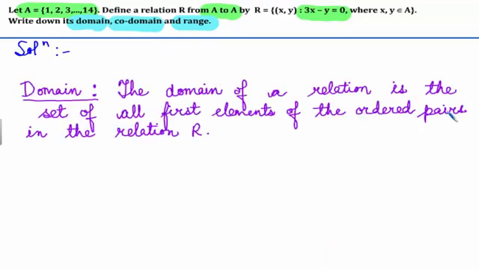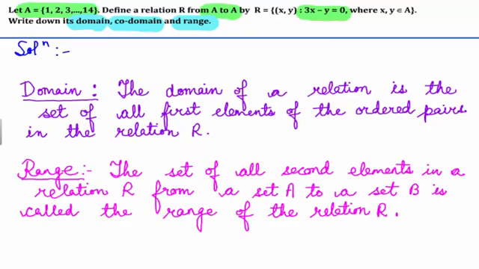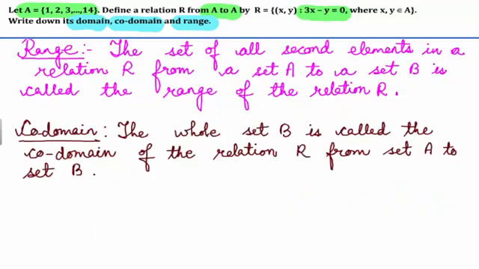The domain of a relation is the set of all first elements of the ordered pairs in the relation R. The set of all second elements in a relation R from a set A to a set B is called the range of the relation R. And codomain is the whole set B of the relation R from set A to set B. And we also can say from here that range is a subset of the codomain.